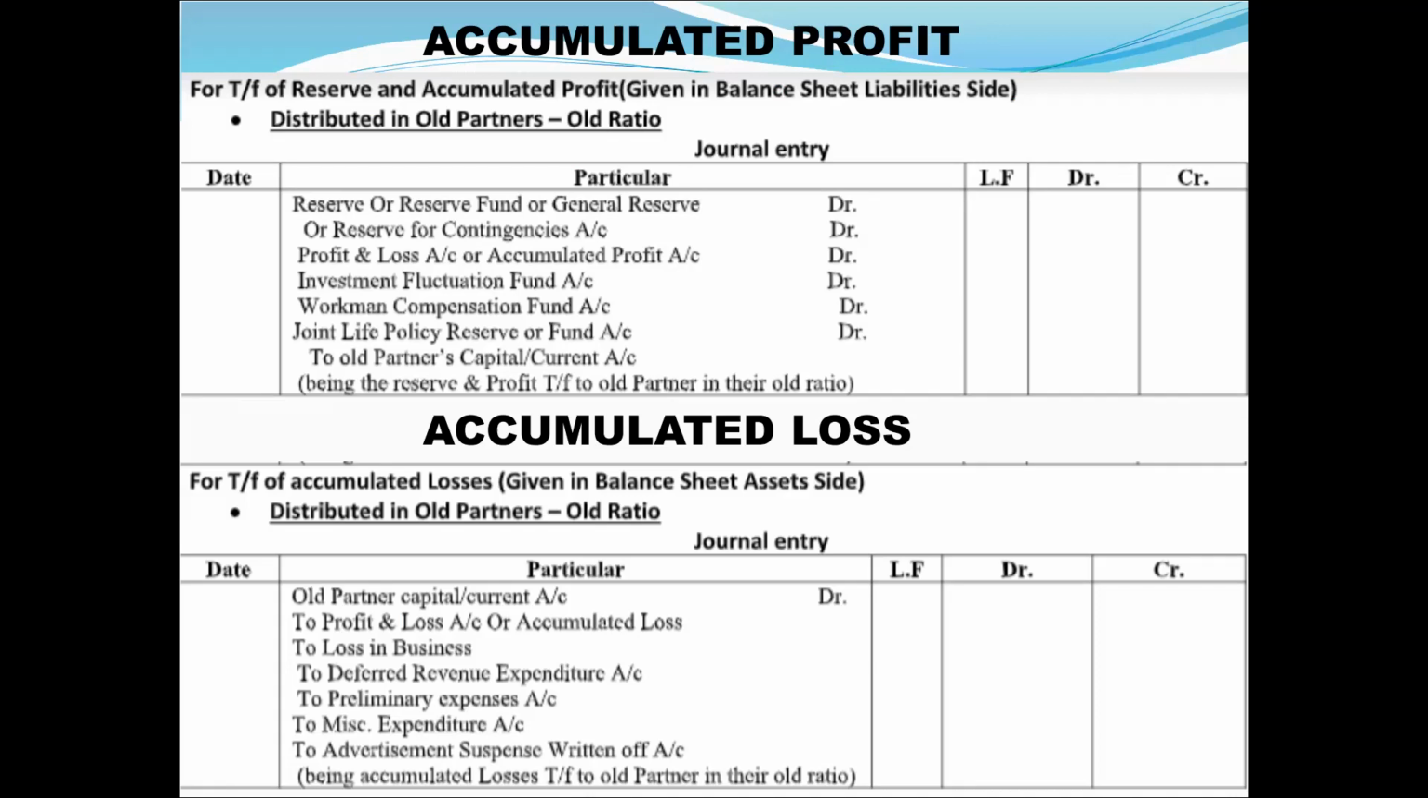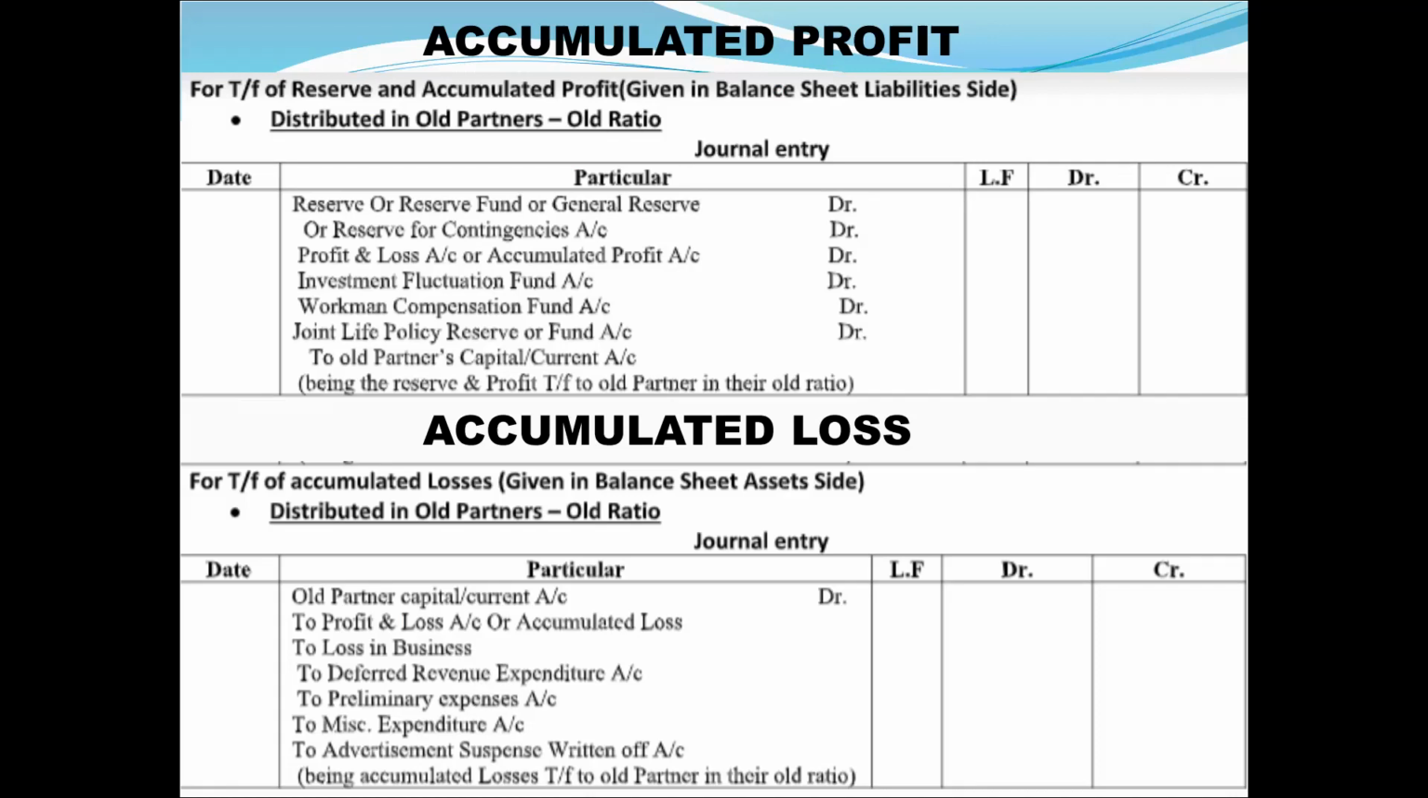Deferred revenue expenditure, preliminary expenses, miscellaneous expenses, advertisement suspense written off. I will explain one by one. Accumulated loss, we know, is loss in business. When you are doing your business, this year we meet a loss. Then the third item, deferred revenue expenditure.